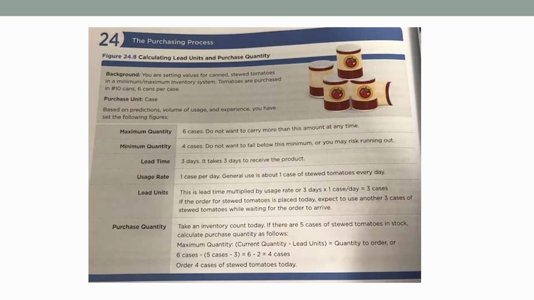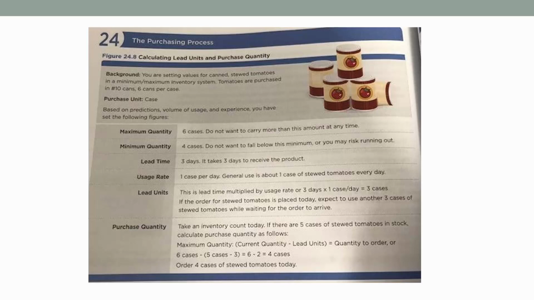So the maximum quantity you want to have is 6. The minimum quantity you want to have is 4. And it takes 3 days to receive the product. If you use 1 case per day, again, that's their estimate. General use is about 1 case every day. Again, that's important to know. So then you're going to have to take that into account.